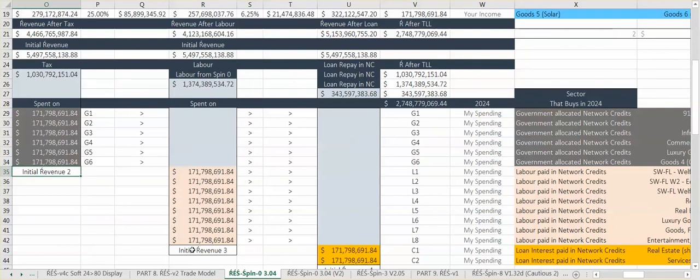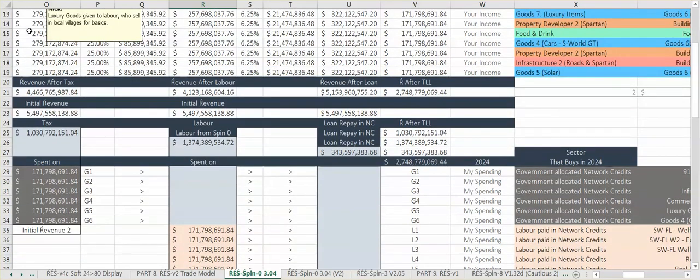Money from tax, money from labor. Okay, yeah, so tax is taken off and put in here, and it's allocated as spending. That's how this works. Your tax would normally just go to the tax man. Labor would normally go to labor, and revenue after the loan would normally go to the financier. But because we're using RES and net zero dynamic comparative advantage, mainly because we're using RES, this is being re-spent.